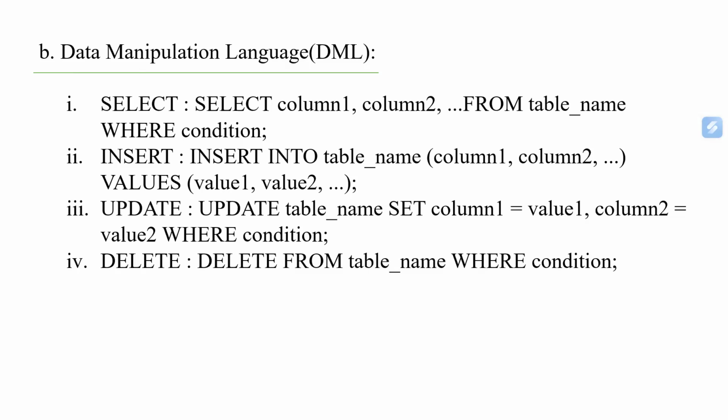Now the fourth command is the delete command. The delete command is used to remove a specific row from the table. For example, if you want to delete the entire record of a student whose roll number is 140, then we use this command: delete from table name where condition. So this is about data manipulation language. There are a total of four commands.